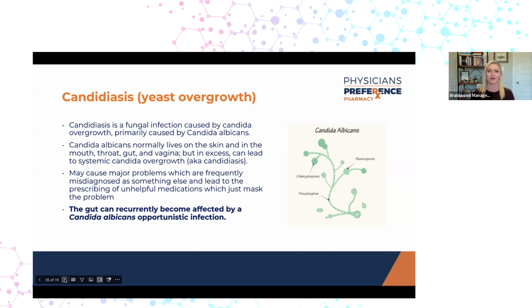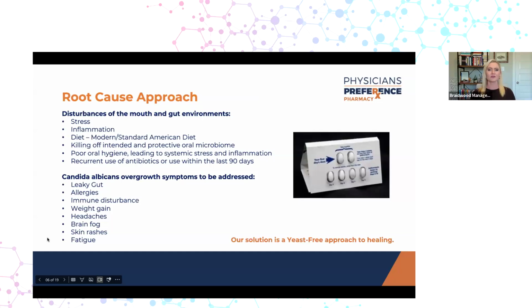For one, not addressing the root cause. And then of course, we all know that they come with a long list of side effects that we simply do not want. So we want to address this opportunistic infection that's occurring. Again, we're taking a root cause approach here. Some of the disturbances of the mouth and the gut environments that we want to address would be stress, inflammation, the diet. We want to be sure to pull patients off of that modern or standard American diet, which is usually high in refined carbohydrates and simple carbs and sugars and refined and processed foods.